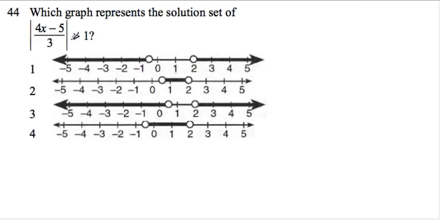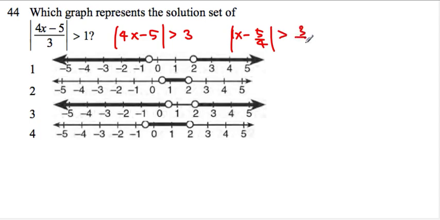Now let's look at number 44, same way as before. You see, we have 3 on the bottom, so we can multiply by 3 on each side, and that will be equal to |4x - 5| has to be greater than 3. Now dividing by 4 on all terms, here we get |x - 5/4| has to be greater than 3 over 4.